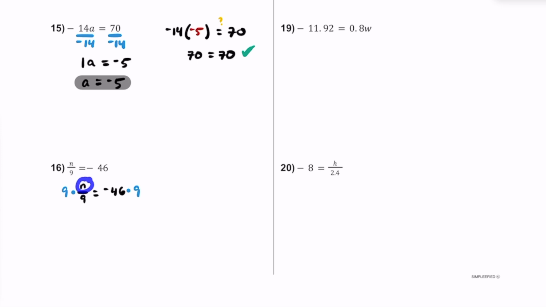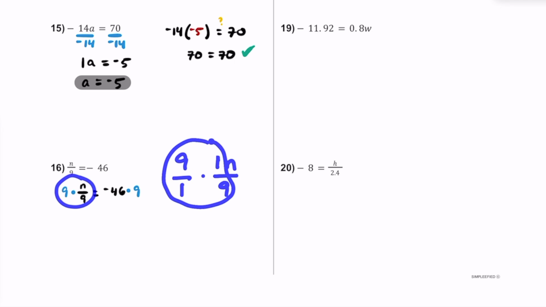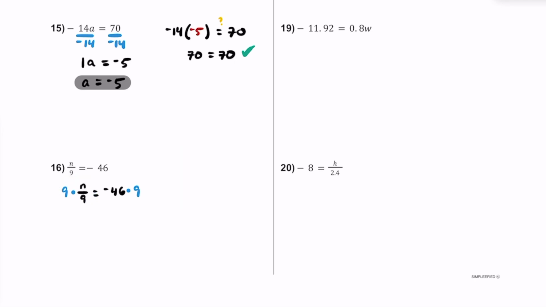Right? If you take n and you divide it by 9, but then you multiply by 9, you would get back to being just 1n or n. So this 9 over here is 9 over 1. And then the n over 9 is just 1n over 9. So you can see the reciprocals here are going to cancel each other out when you multiply and become 1. So using the multiplicative inverse property, we're going to get 1n is equal to, and on the right side of the equation, we have negative 46 times 9. So you can go ahead and multiply that out. But I think that's going to be negative 414.